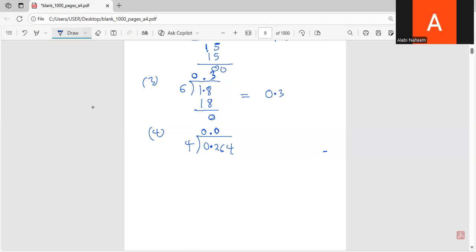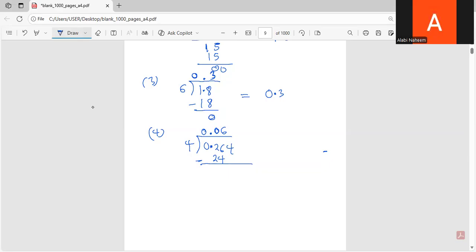That's 24. 4 in 24, that's 6. We have 6 here. Then 4 times 6, 24. 24 should be directly below 26. So when we now get 6, 4 times 6, 24, 24 should be directly below that 26. So we subtract.